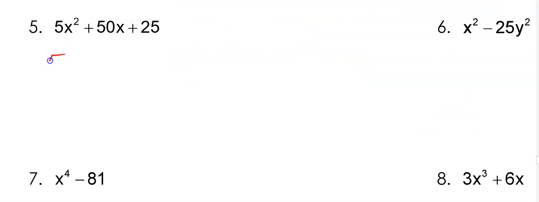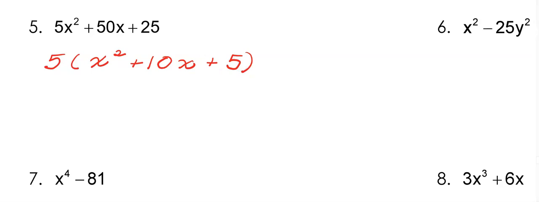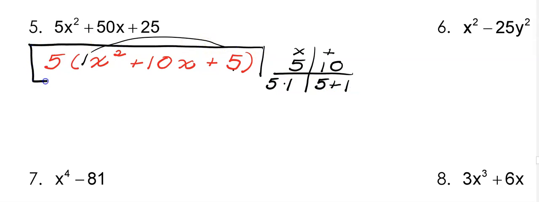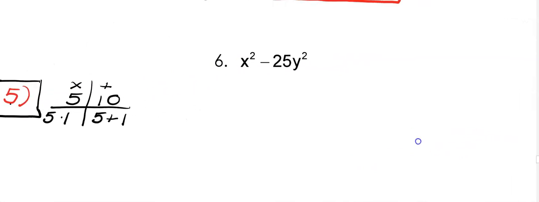Let's go ahead and look at number 5. First thing is GCF. Pull out the 5. I have x squared plus 10x plus 5. Now, what's left over here is a trinomial. This is not perfect, so we're going to check the t-chart. Is there anything that multiplies to 5 that adds up to 10? 5 times 1, 5 plus 1. That doesn't work. So this is only a GCF problem, okay? Number 6.